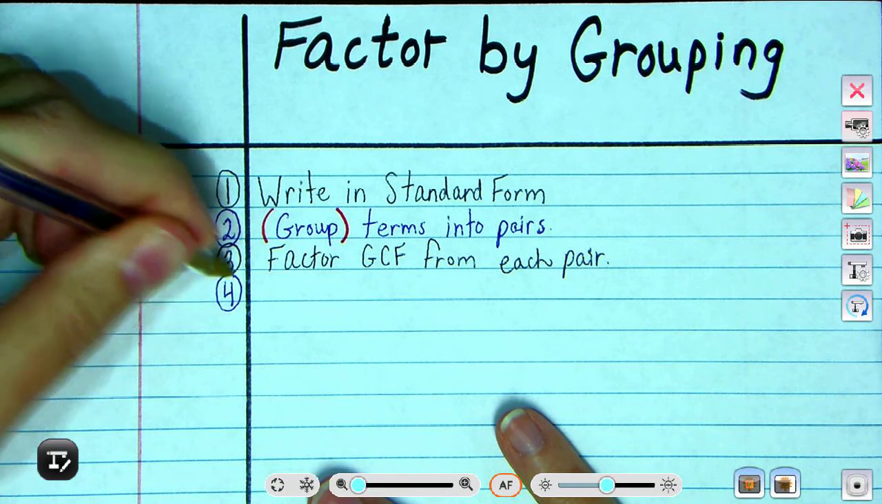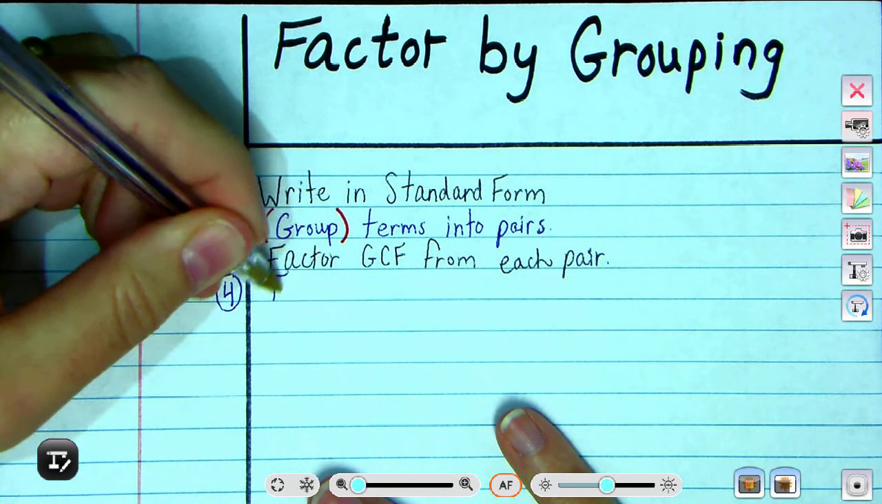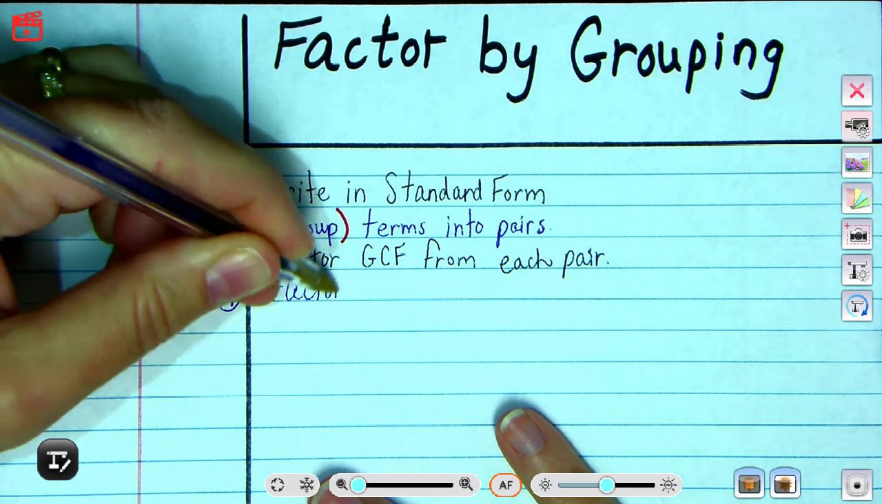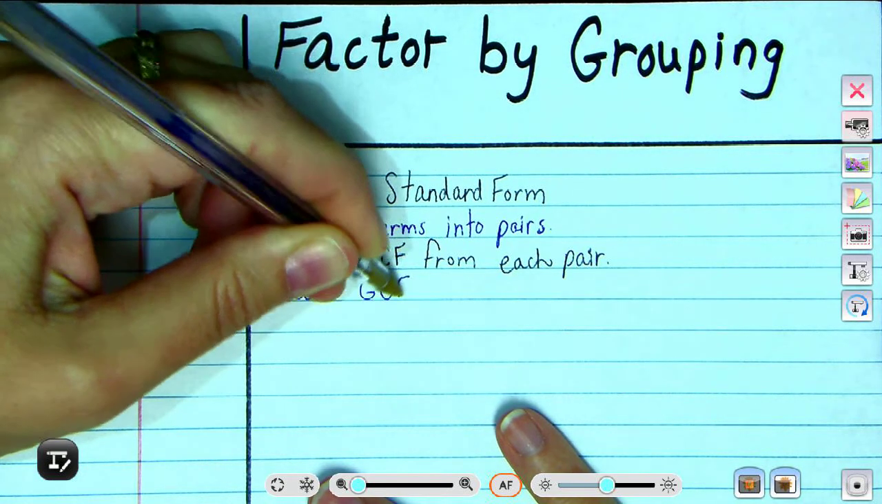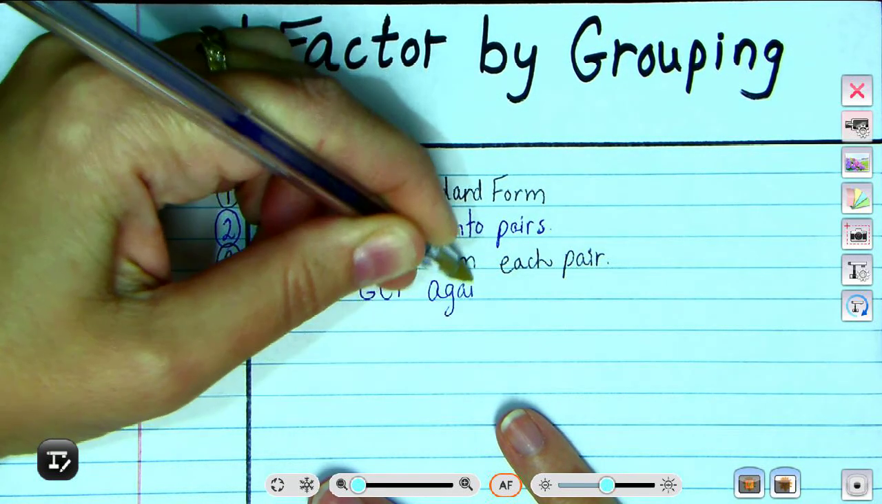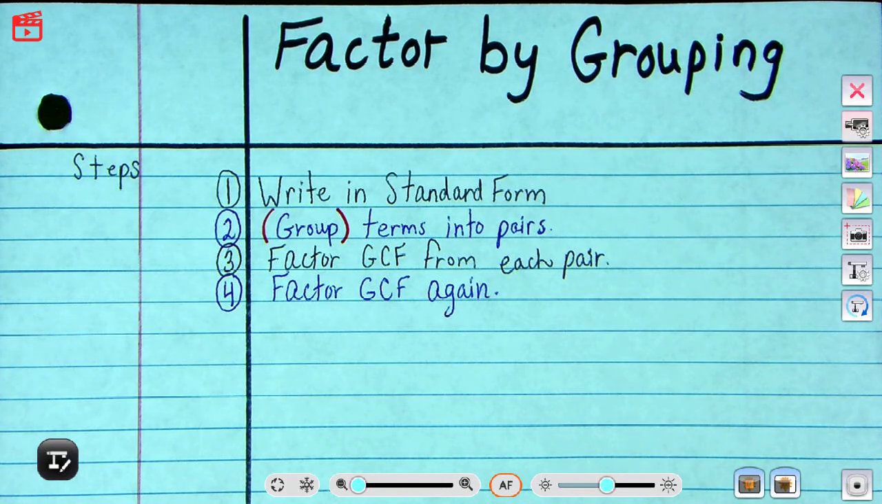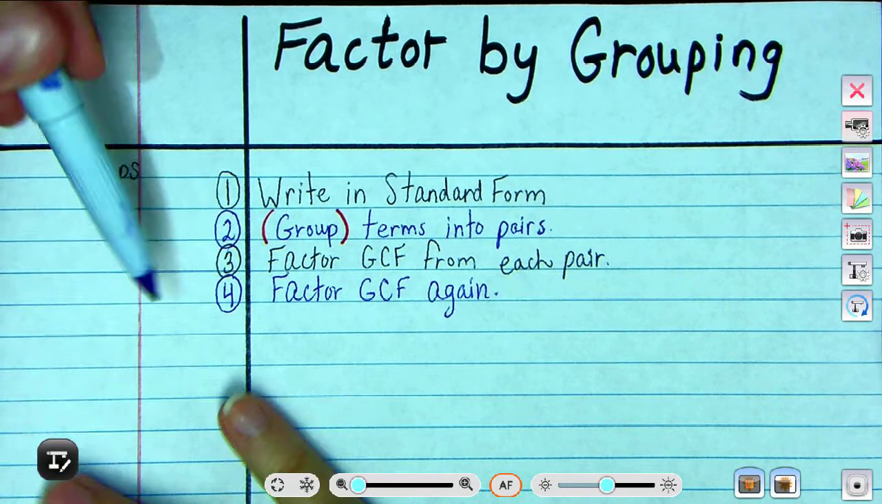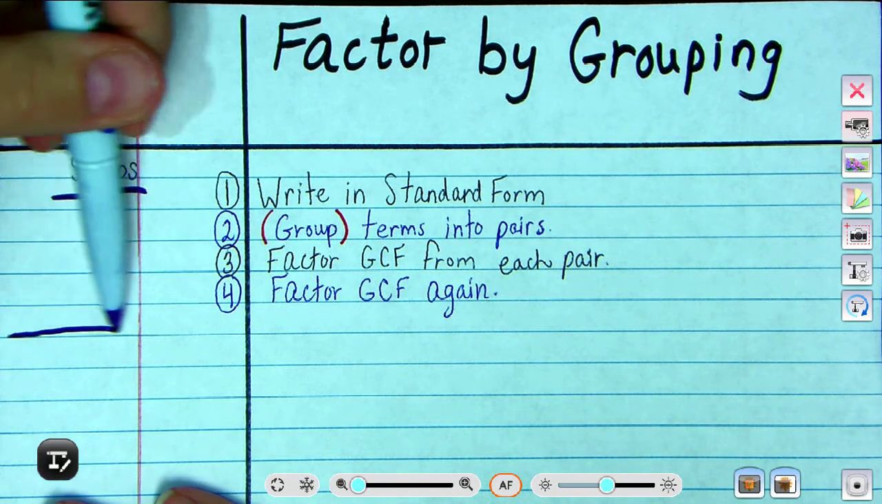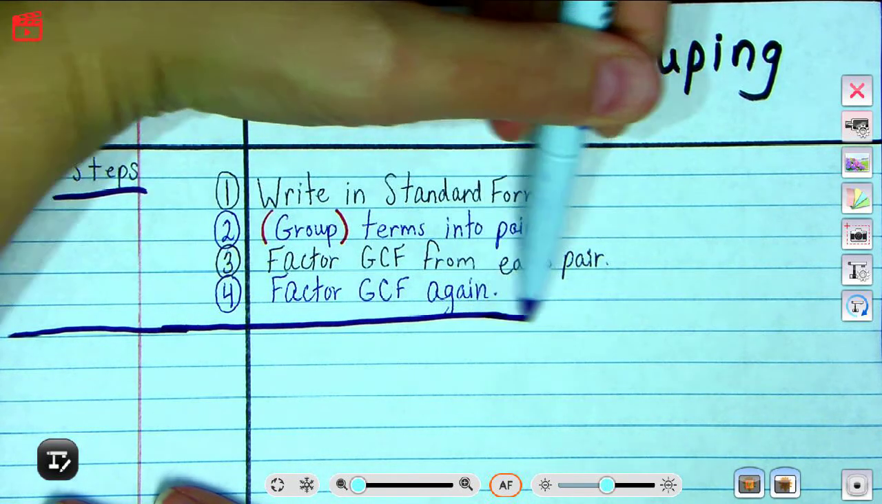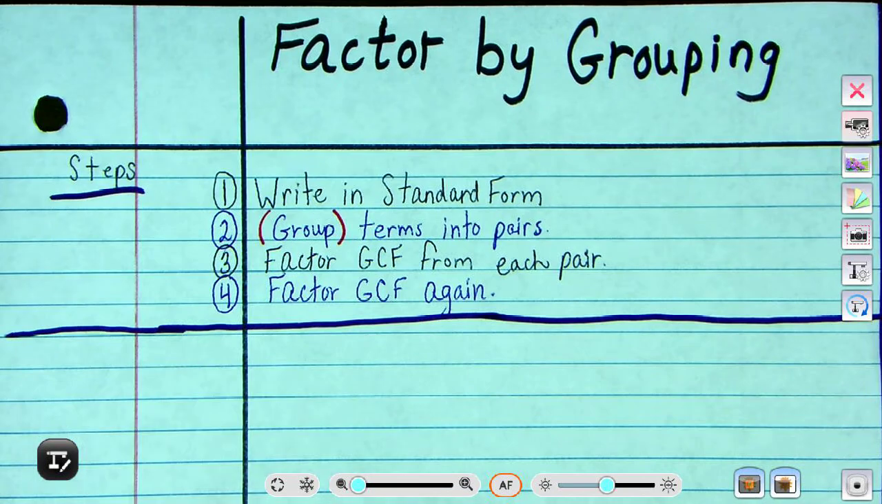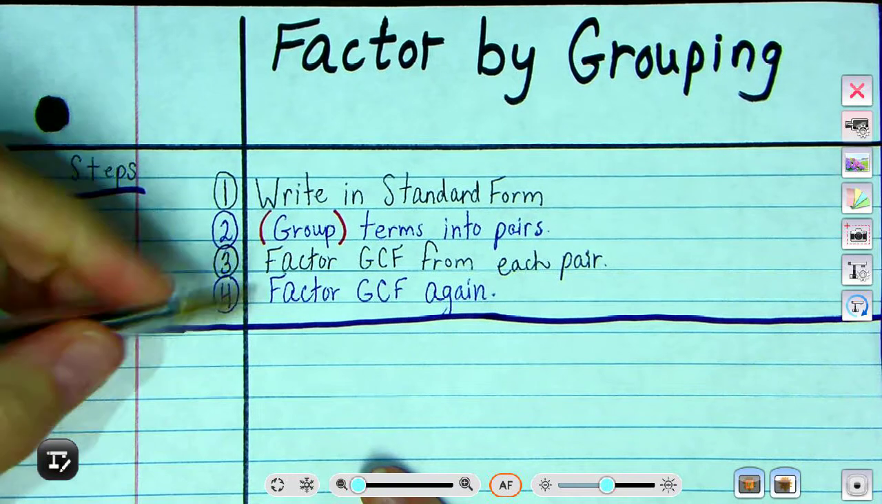And then our last step here is we will factor out the greatest common factor again, one more time. And so I'm going to go through some examples and show you how these steps work so that they will make sense. So let's go ahead and draw a line across here. And let's go into example 1.